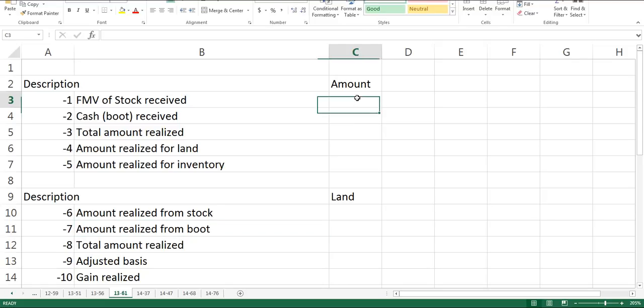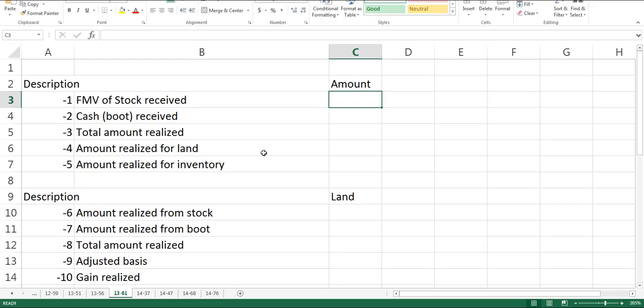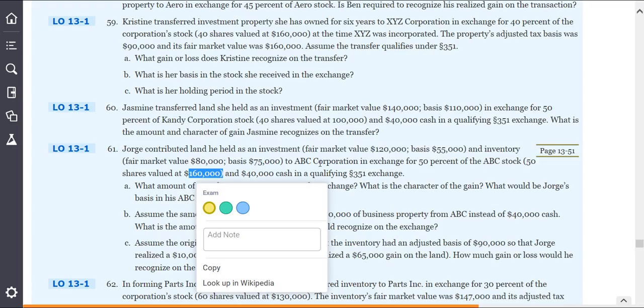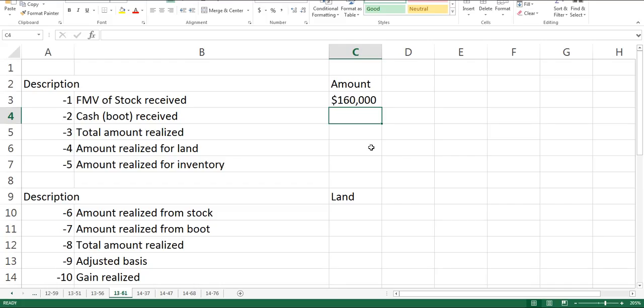All right, so the fair market value of the stock received is $160,000 right here. So we're going to move that over to the $160,000 right here. The cash received, which is also known as the boot. Remember that the boot is any cash or cash equivalent received as a part of that, is $40,000, giving us a total of $200,000.